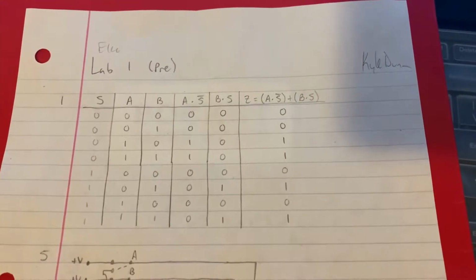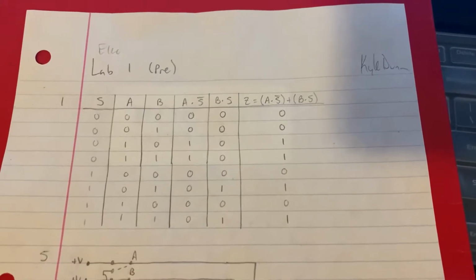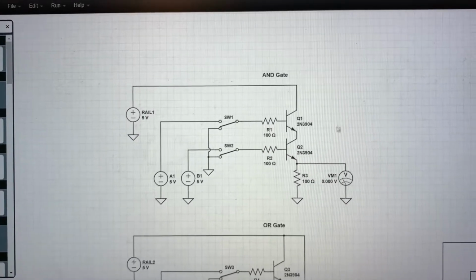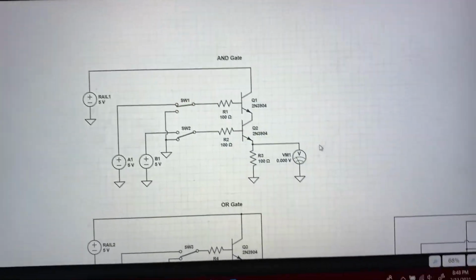Here's the truth table with the 2-to-1 multiplexer when you expand it to include the intermediate outputs A and S naught and B and S. Here's an AND gate, it's currently off, but if I switch this one on, it stays off.